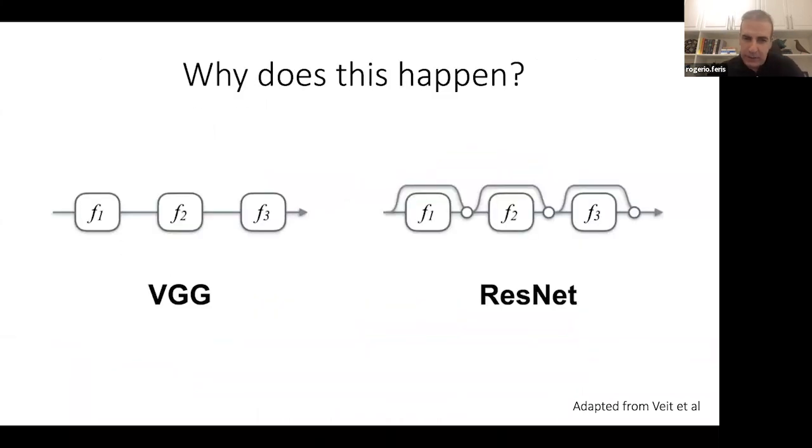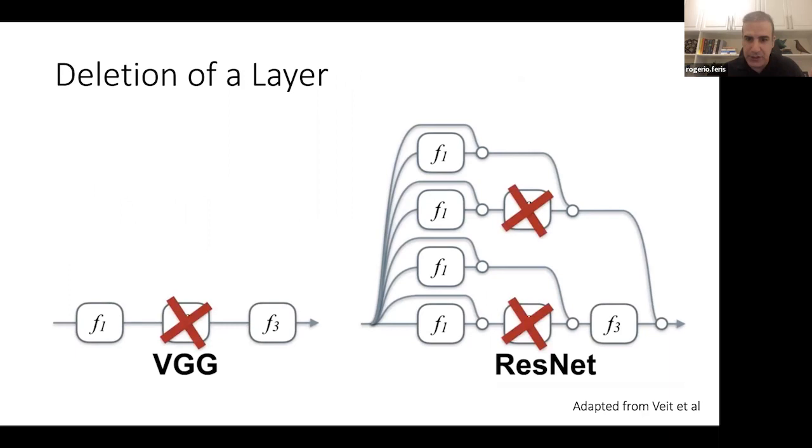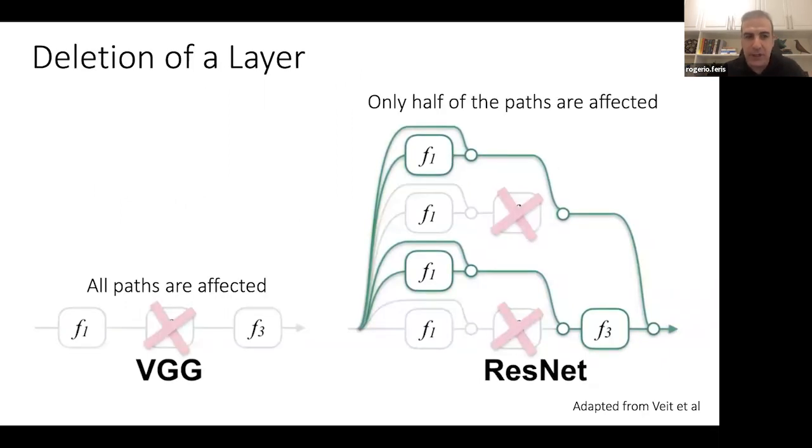Why does this happen? You can see here on the left, you have a VGG model, which is based on a single path, whereas the ResNet model on the right has all these skip connections. Now, if you unroll the recursion in the ResNet model, you can see that it consists of multiple paths. In fact, the NeurIPS paper that I mentioned argues that residual networks behave like ensembles of shallow learners, where the shallow learners here are these different paths of the network. Now, if we drop a layer in VGG or ResNet, for VGG, all paths are affected, whereas for a residual network, only half of the paths are affected.